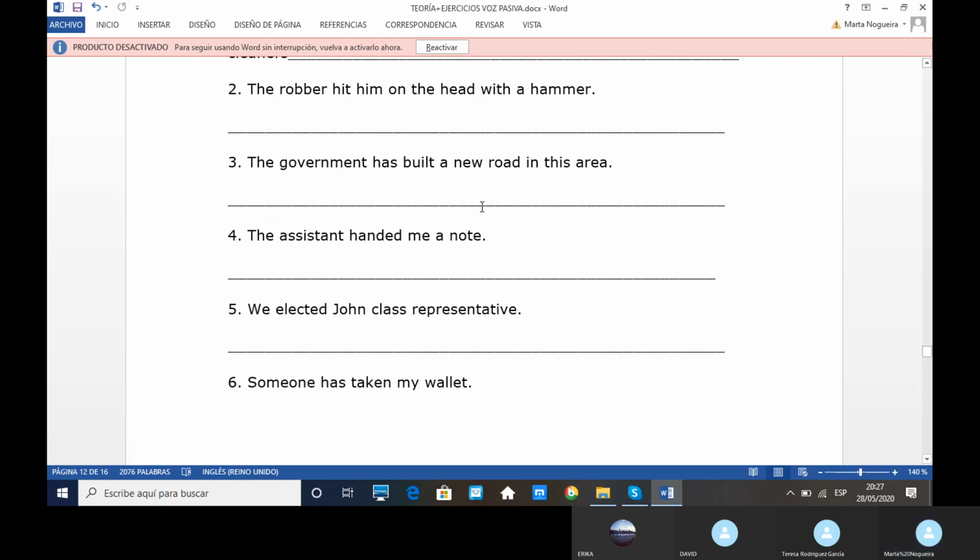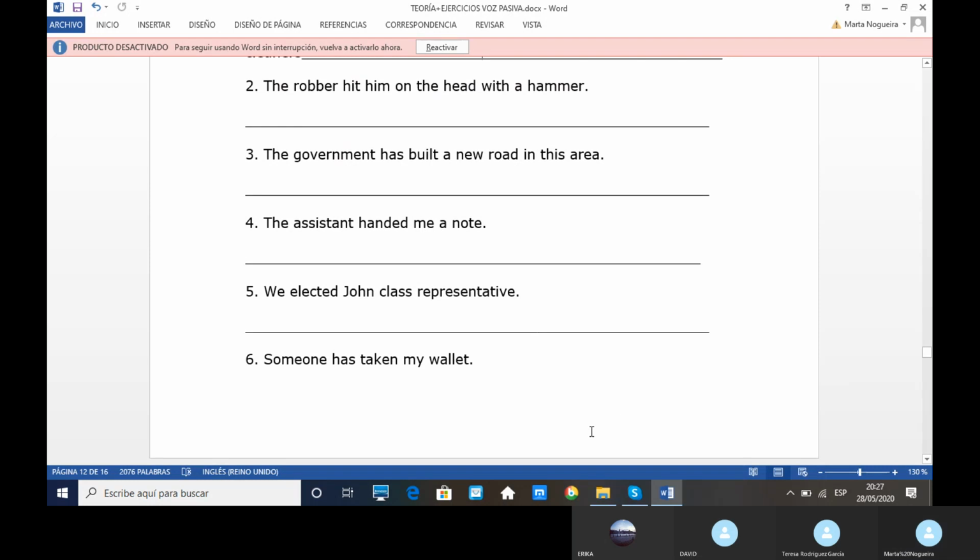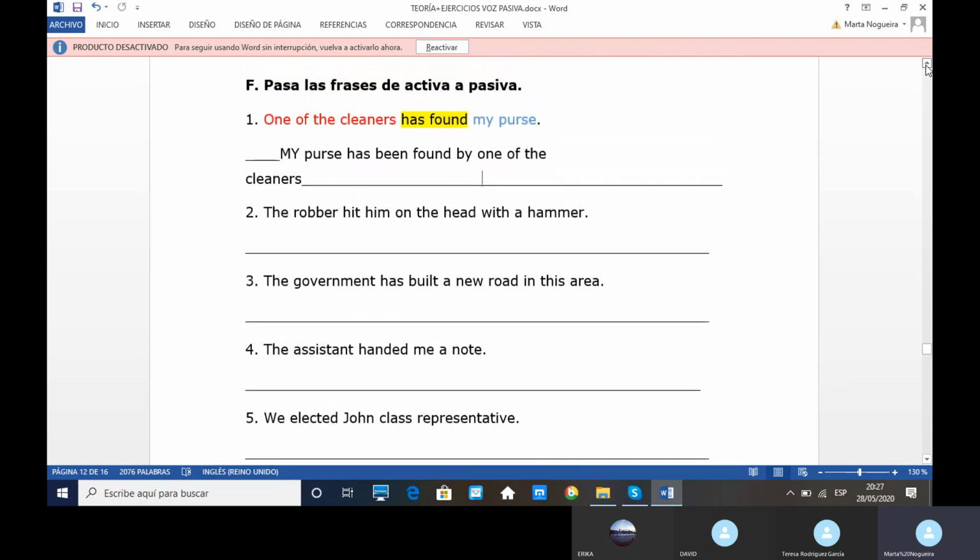So, let's start with this. And then I'm going to scroll down. I'm going to show you this just in case you want to focus on this. Tenéis el documento vosotros en el chat, okay? Si queréis mirar esto.